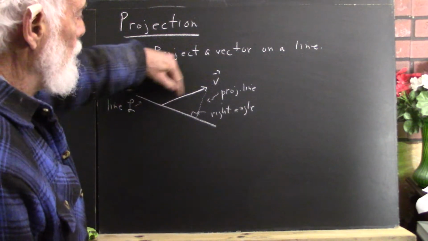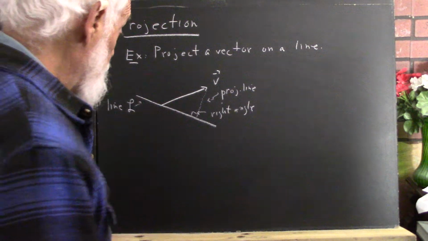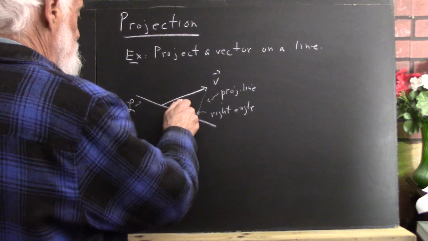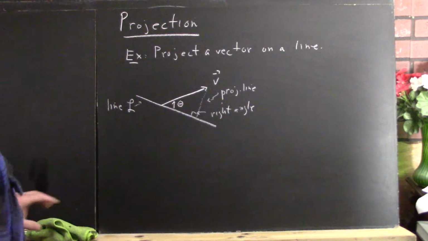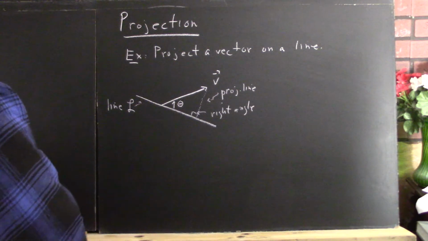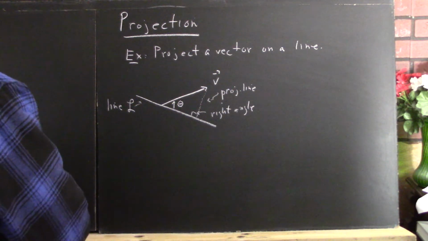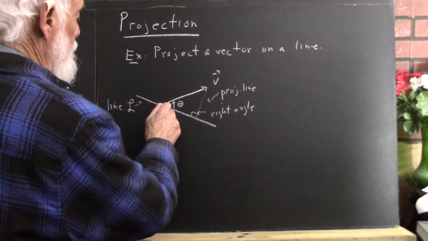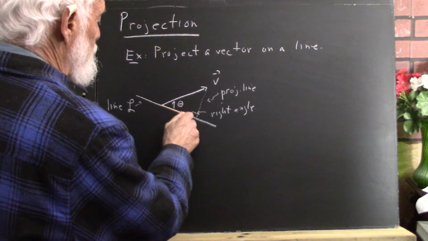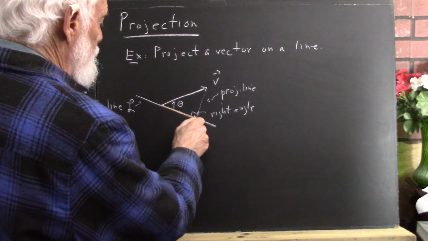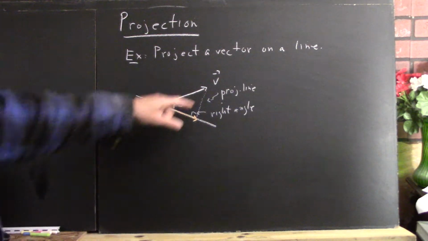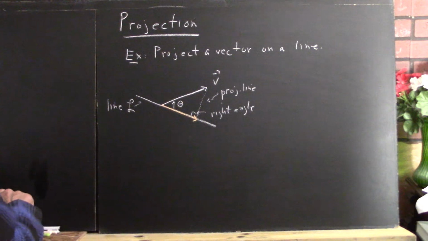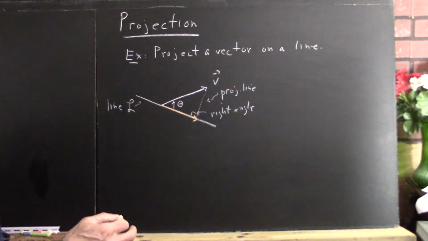Now, if we know the angle between the vector and the line, let's say that angle is theta, then the projection is a vector from the initial point of this vector out to the point where the projection line meets the line L. Okay, this is called the vector projection.